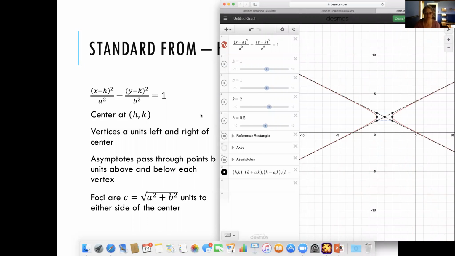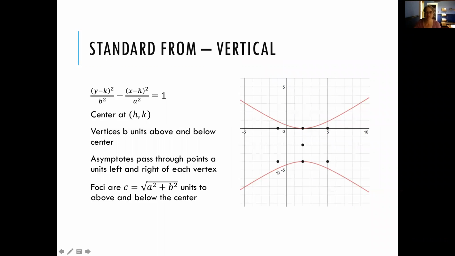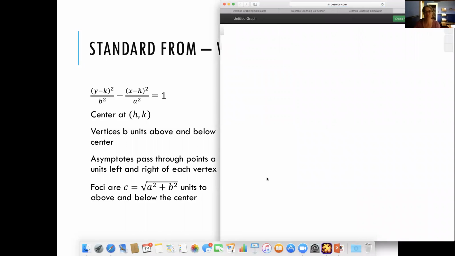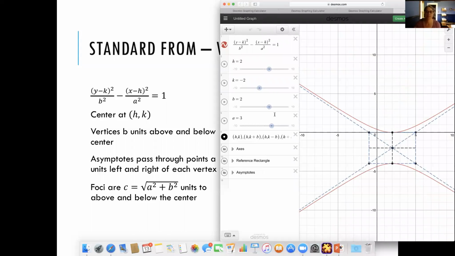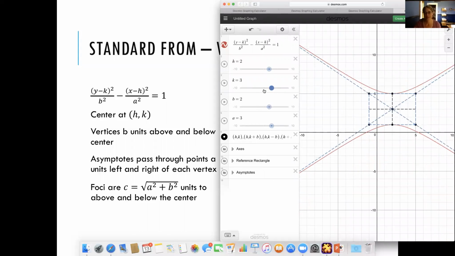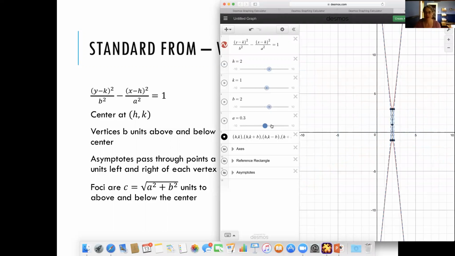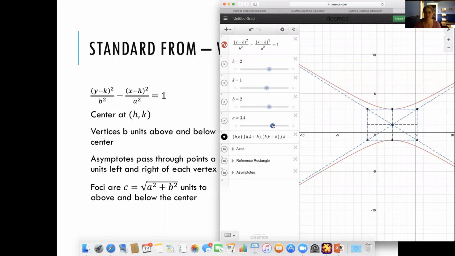Okay. Those same things hold for a vertical hyperbola. The only difference is the thing opens up and down instead of left and right. All right. I encourage you, if you're struggling with these a little bit, to build yourself a Desmos graph and play with these parameters a little bit.